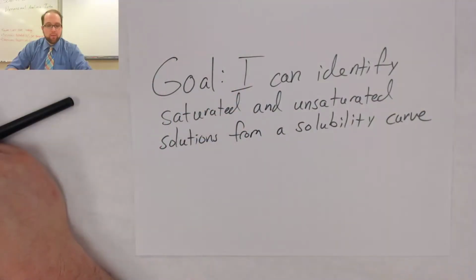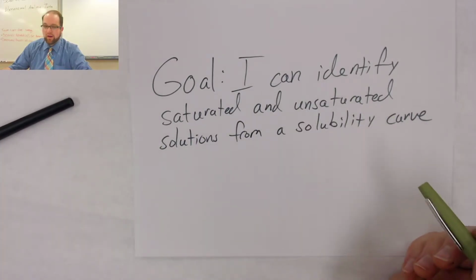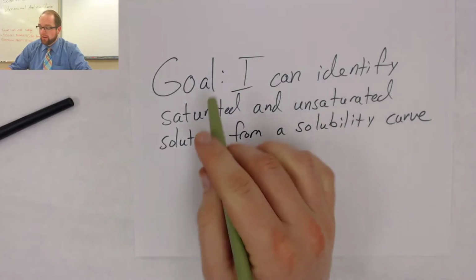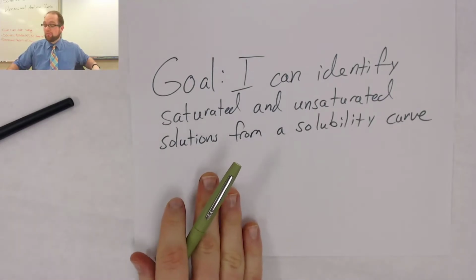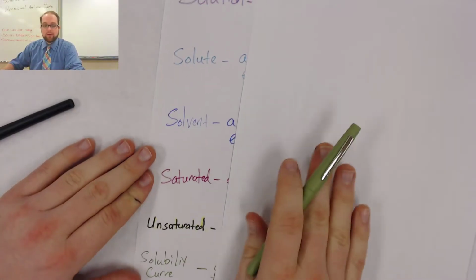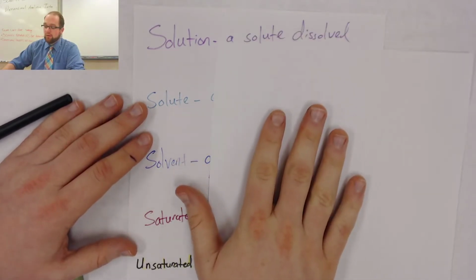In today's video, we're going to be taking a look at trying to identify saturated and unsaturated solutions from a solubility curve graph. And so we're going to be using a bunch of new vocab here together today. So let's make sure that we're all feeling confident and understand the vocab that we're looking at. I have 6 main vocab terms that I want to run through here together, starting first with the most basic, and that is the idea of a solution.